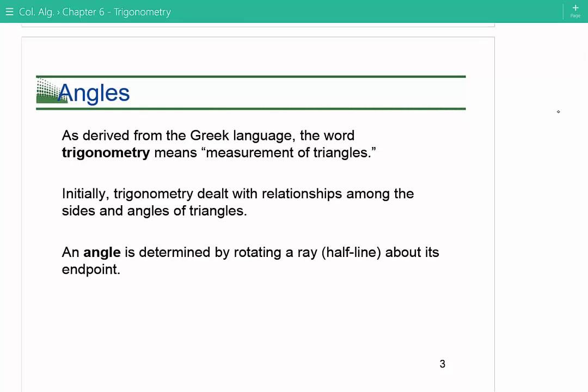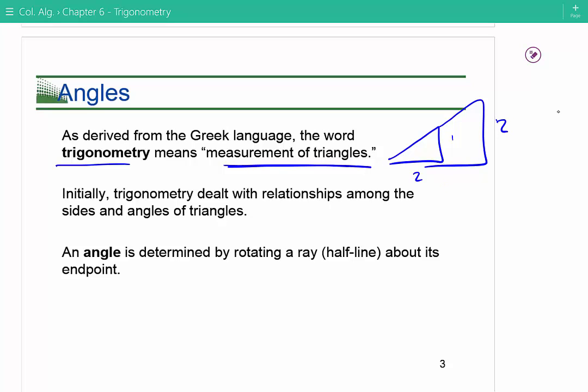Okay, angle comes from the Greek language. The word trigonometry means measures of triangles, so obviously we're still talking about the measures of triangles. That's where all this trig comes from. As we talked about before, trig comes from similar triangles here, where the ratio of, say, this side to this side is always the same. Opposite to adjacent is tangent, and it's always 1/2 in this case.